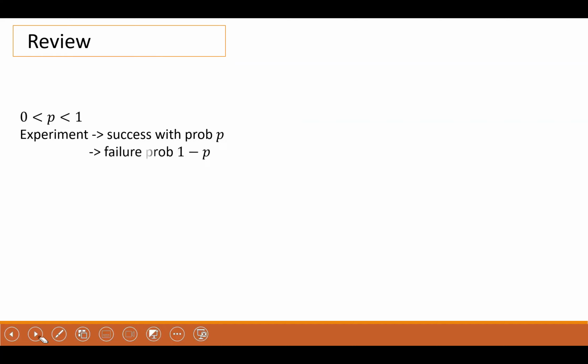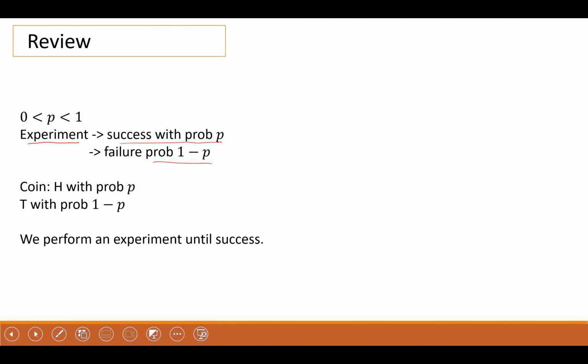I think I'm missing some words up here, but that is the idea that I perform an experiment and I get success with probability P and failure with probability 1 minus P. And I keep performing the experiment until I succeed. Okay, and that gives me a geometric distribution of these probabilities.